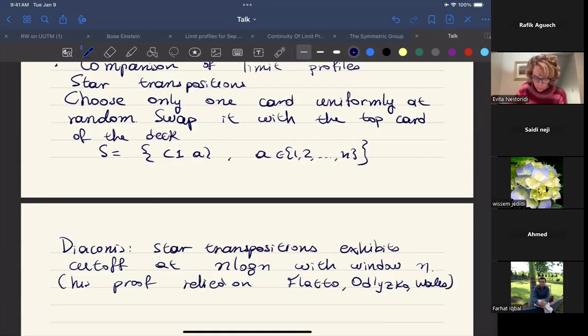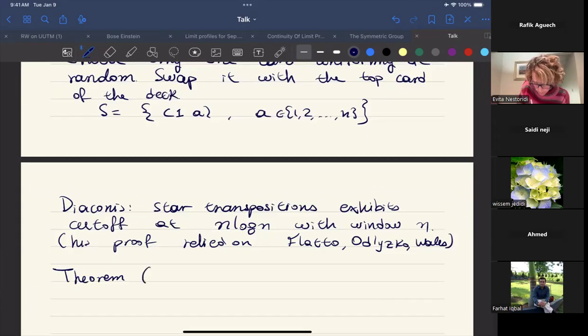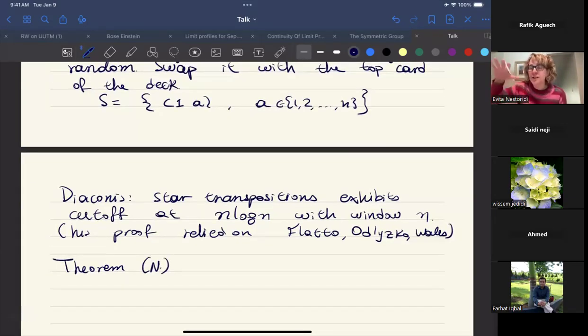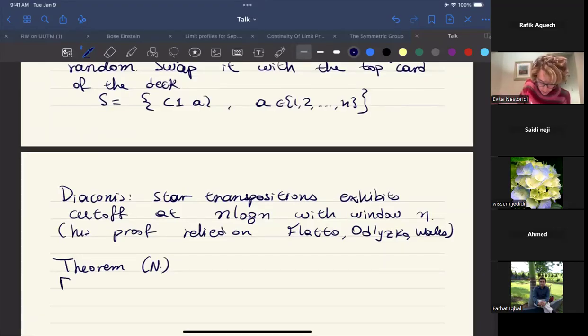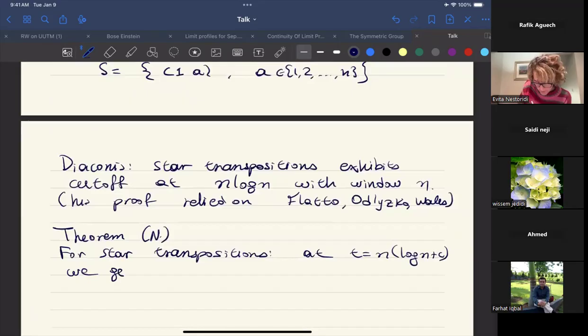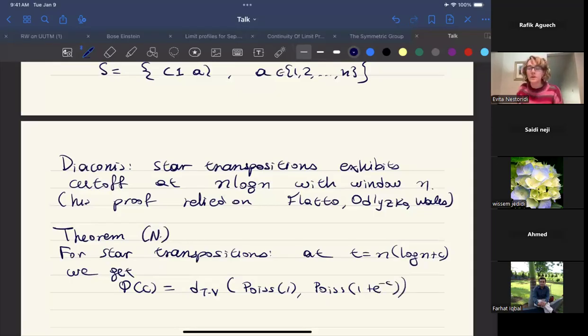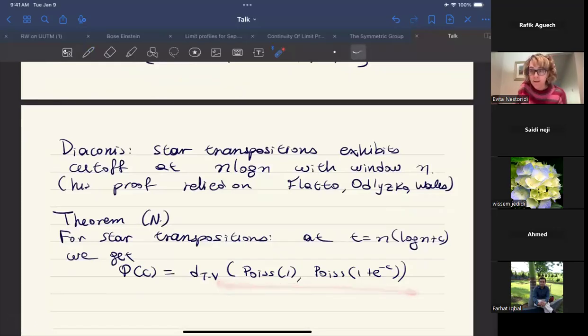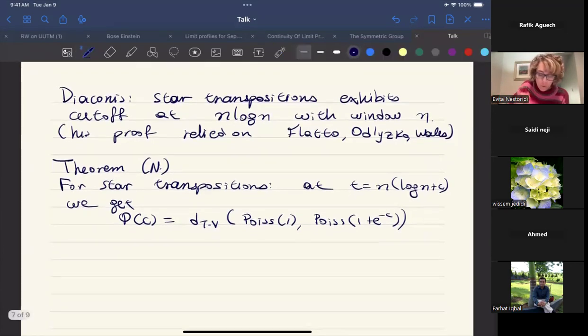Why am I bringing up this shuffle? Well, firstly, the theorem from a few years ago says that star transpositions and random transpositions have the same limit profile. In particular, for star transpositions, if we take n log n steps, we get that the limit profile is exactly the same, meaning the total variation distance between two Poissons, Poisson 1 and Poisson 1 plus e to the minus c. It would have been whatever random transpositions had. So it's hard to go and do Tessier's work for this card shuffle. It really only works for conjugacy invariant random walks.